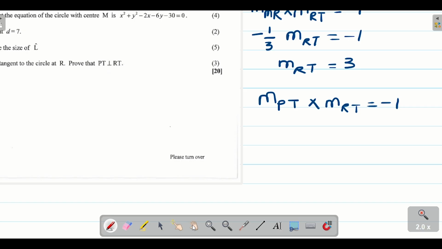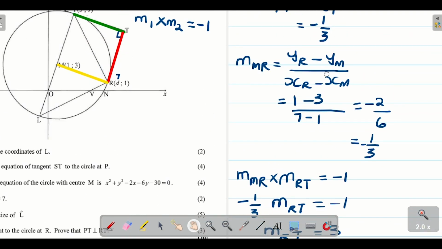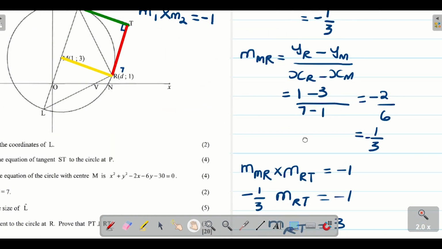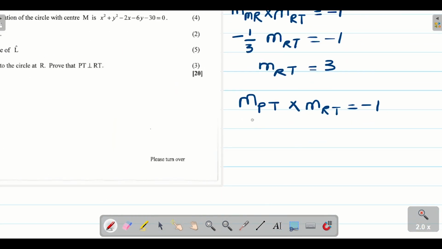So the gradient of PT, we worked it out to be -1 over 3. -1 over 3 multiplied by the gradient of RT, we found it to be +3. So this 3 will cancel with that 3. We're going to be left with -1. So therefore we have proven that PT is perpendicular to RT.